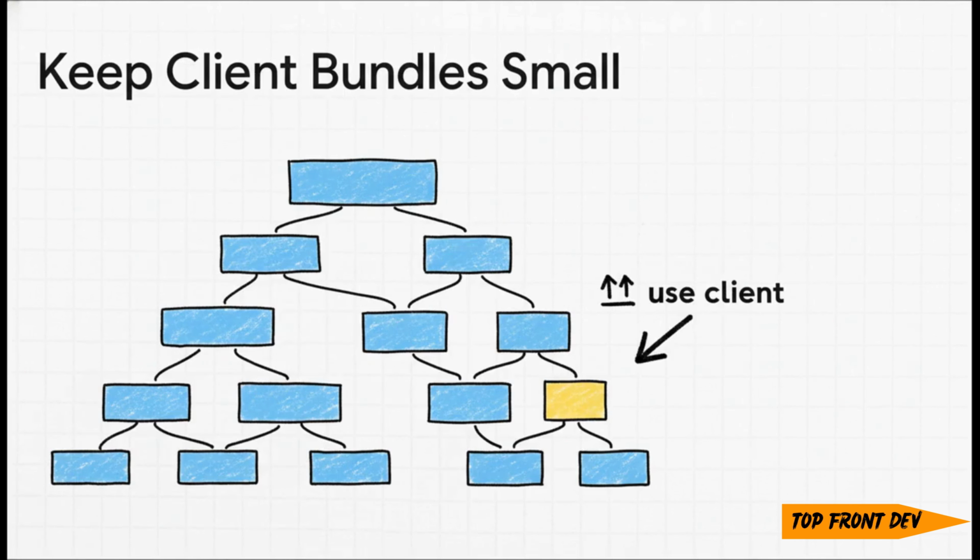And because of that boundary, here is the golden rule. Keep your client components as small and as far down the component tree as you can. For example, if you have a huge page layout, but only one tiny search bar inside it needs to be interactive, please do not make the entire layout a client component. Just make the search bar its own tiny component, put use client in that file, and you're good. This is how you keep your JavaScript bundles lean and your app incredibly fast.